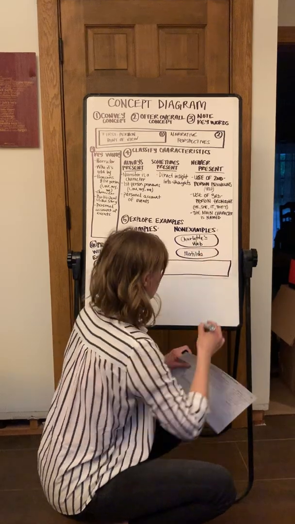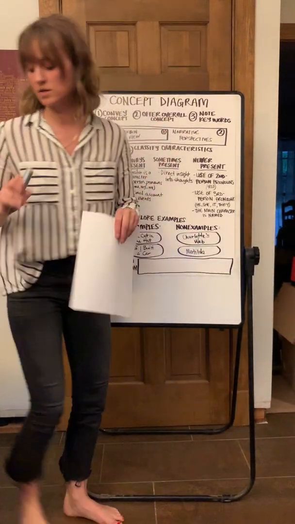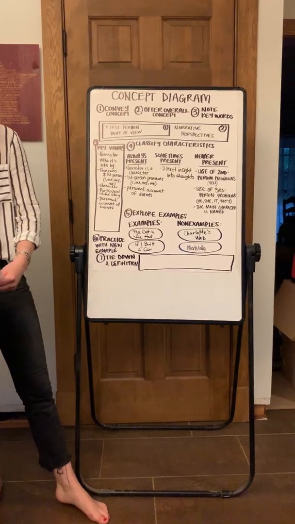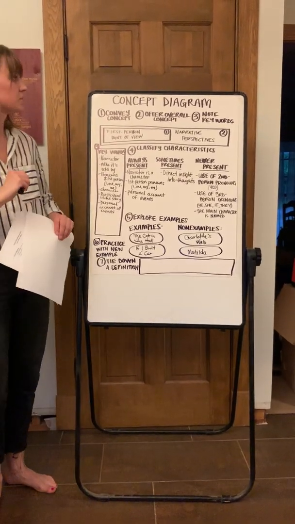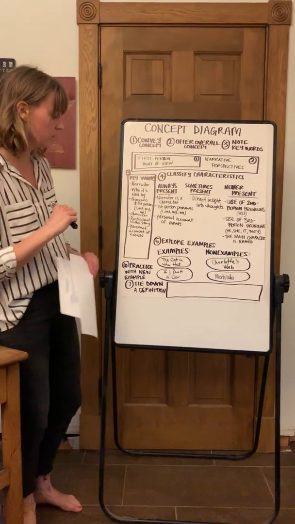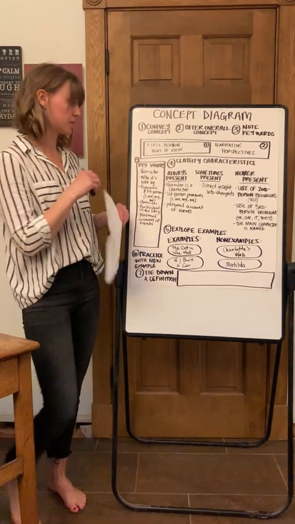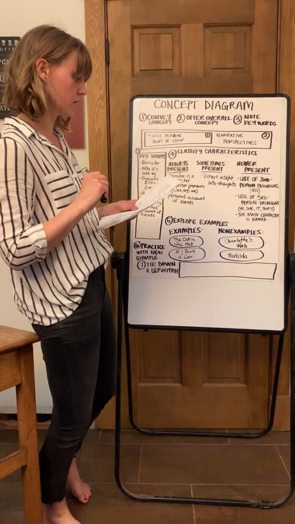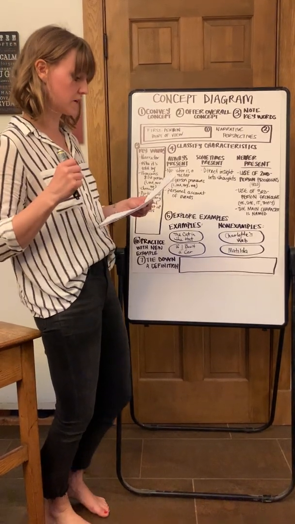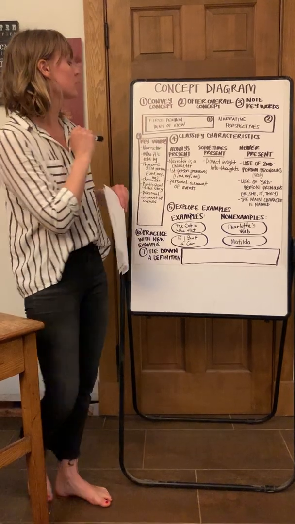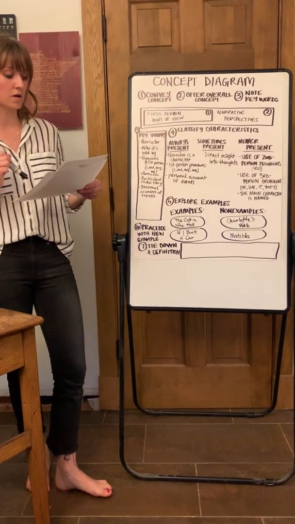So we'll add that to the non-examples list. You can add that to your diagrams as well. Okay, and then the final step of the concept diagram sequence is to tie down a definition. So now that we've identified the characteristics and the examples, we're gonna come up with something together to define what first-person point of view or first-person narratives are.